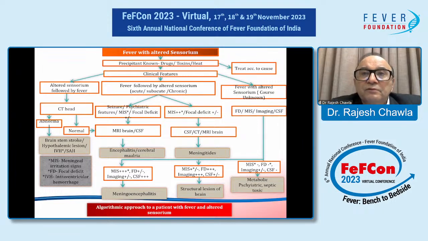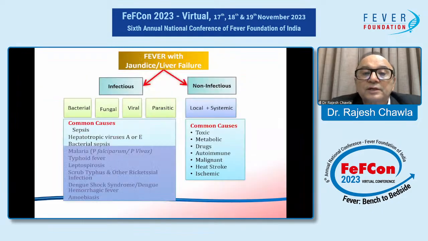If you have fever with altered sensorium, and the altered sensorium occurs first and then the fever, there is a possibility of a stroke, and you need to get a CT and treat accordingly. But if it is fever first and then altered sensorium, then you have to investigate for infectious causes. And for patients who do not fall in this category, if you can find out the cause, you have to treat accordingly.